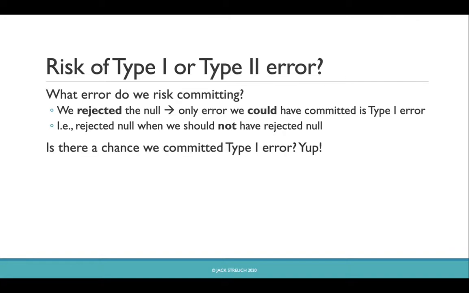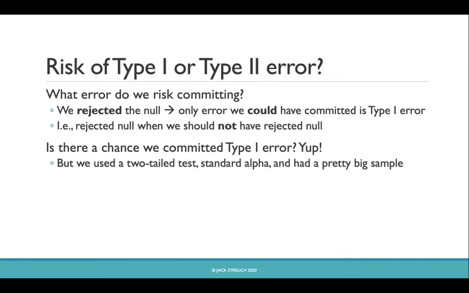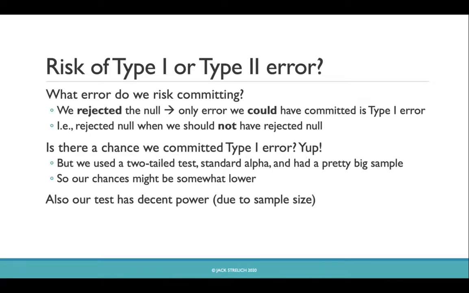So, is there a chance that we actually committed a type 1 error? Absolutely, there always is. But we used a two-tailed test, we used the standard alpha, and we had a pretty large sample. Which means we've done basically everything that we can to avoid making a type 1 error. In other words, to avoid wrongly concluding that an effect was real when it actually was not. Additionally, our test has decent power due to sample size. In other words, there's less of a risk of a type 2 error.